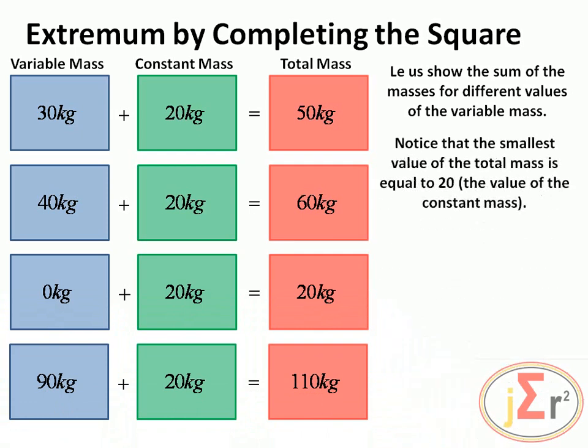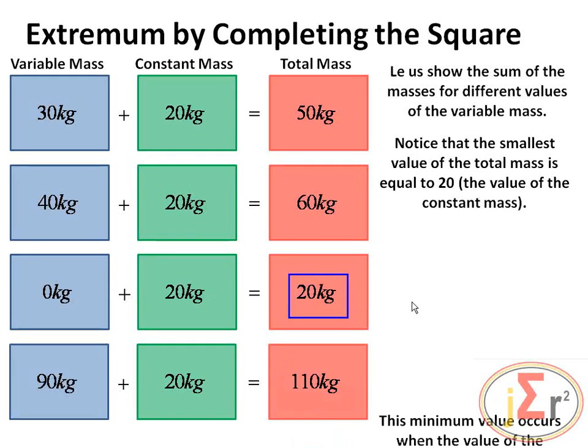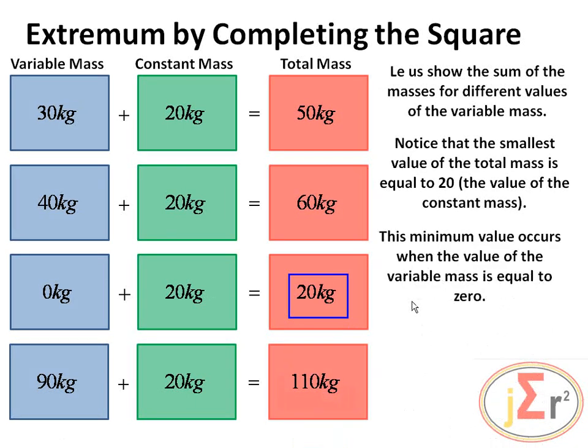Notice that the smallest value of the total mass is equal to 20 kilogram, of course, and that value is also the value of the constant mass. So the smallest value of the total mass, let's see if we can find it right here, and it is equal to the same value as the constant mass. This minimum value occurs when the value of the variable mass is equal to 0.